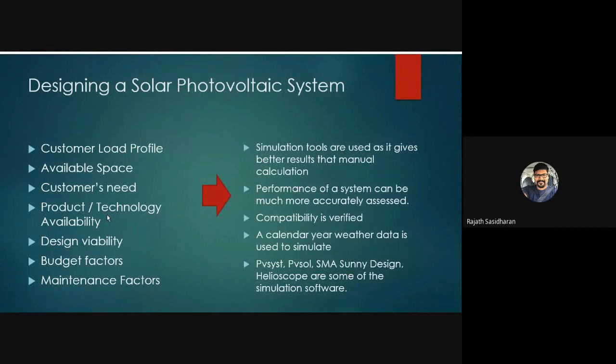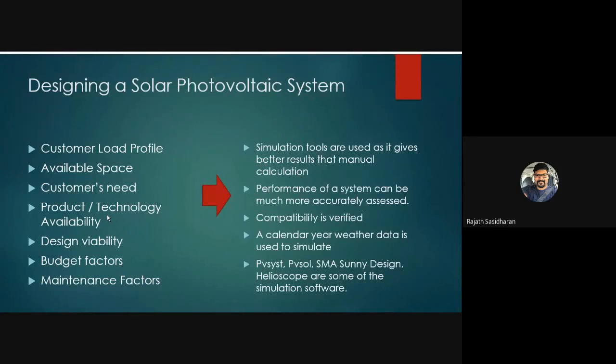Designing a photovoltaic system. Ladies and gentlemen, this is just an overview of how we design a solar photovoltaic system. This is not a presentation on how to design one, because it requires several hours of training and a lot of field experience to get familiarized with the designing system.